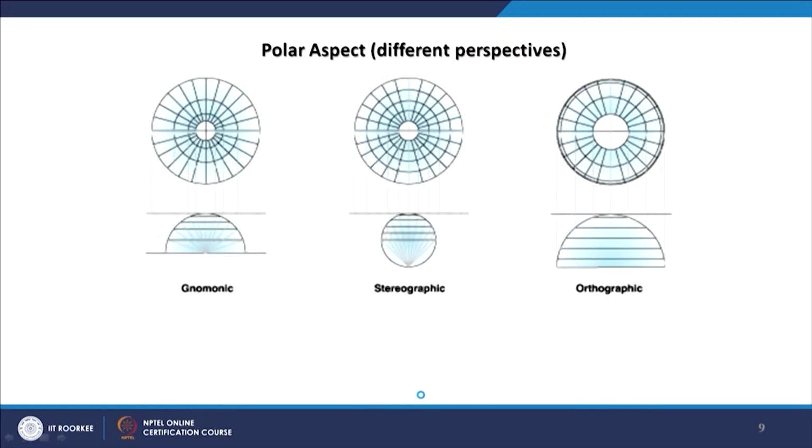So, if we go for further details depending on this, in the polar aspects, different perspectives are there. So, gnomonic, stereographic, these are the projections which are used. Stereo nets we also call stereographic projection in structural geology, and then orthographic is also done. Orthographic corrections on satellite images are also performed. So, this is based on those, nothing but the projection basically.